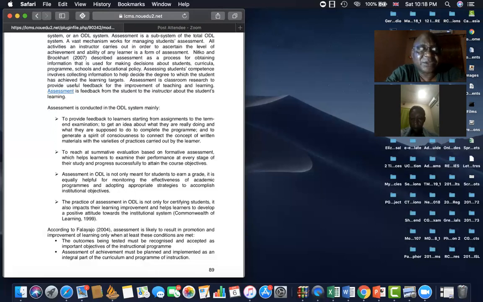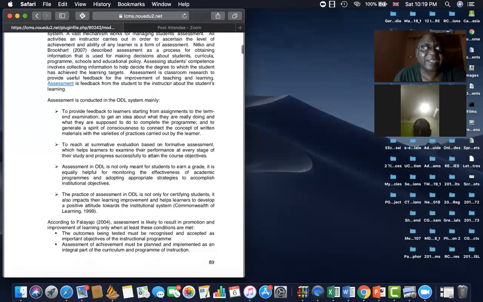Now, the process of assessment in ODL is not only for certifying students, it also impacts their learning environment and helps learners to develop a positive attitude towards the institutional system. I'm an ex-student of Open University of Malaysia, and I know that at a point in time I was asked to assess my course. Such reports go back to the institution to make changes depending on students' responses. So in the ODL system, we expect there should be a built-in mechanism whereby students are able to assess their lecturers, teachers and facilitators.